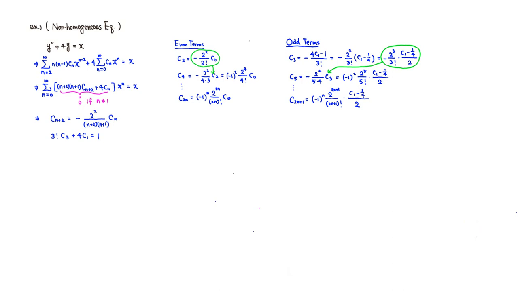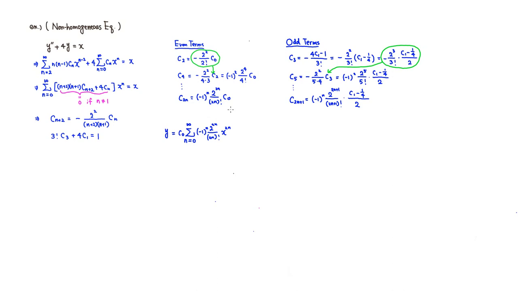So the solution is going to look like this. y is equal to summation. Let's do the even terms first. So it's going to go from 0 to infinity. Here, everyone seems to have C0, so I'm going to put the C0 outside. Then you're going to have negative 1 to the n, then you have 2 to the 2n over 2n factorial x to the 2n.